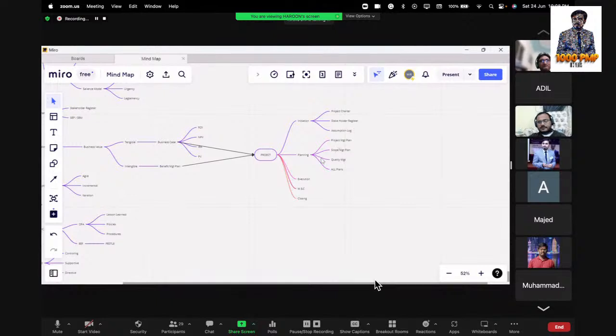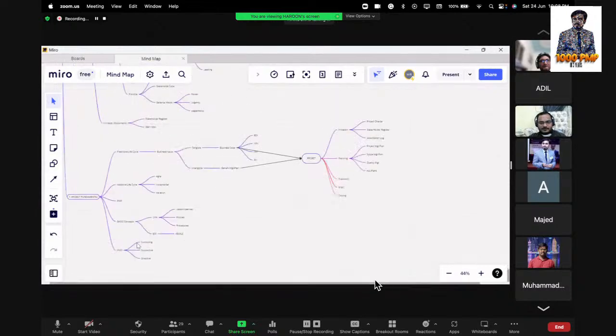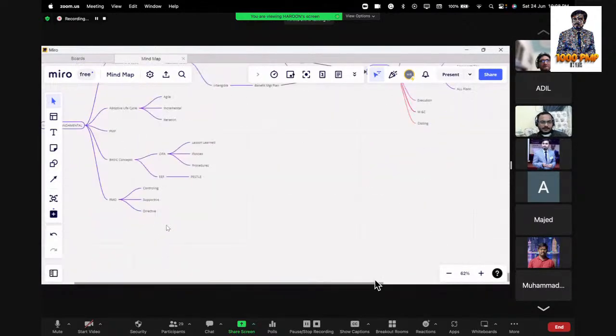stakeholder register, assumption log, and in planning, these are the groups: planning, execution, monitoring and control, closing. And then after that, the basic terms, basic concepts: OPA, EEF, OPA lessons learned, policies, procedures, and EEF PESTEL.